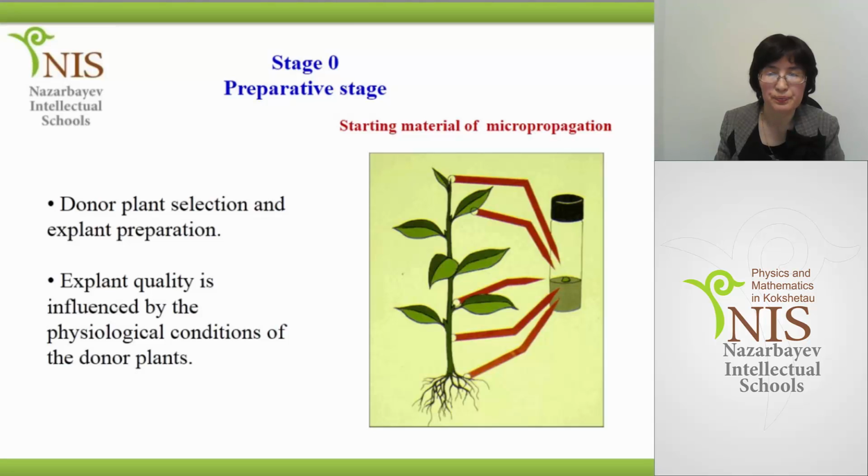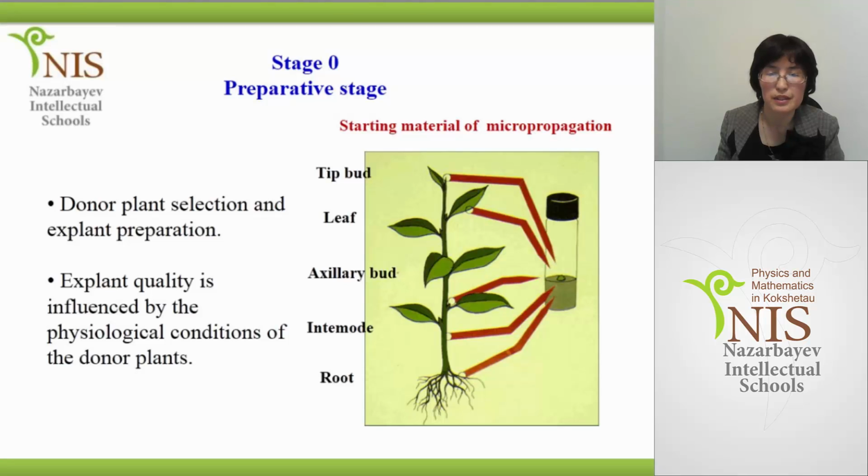And the micropropagation includes a few stages. The first, the preparative stage, is donor plant selection and explant preparation. Explant quality is influenced by the physiological conditions of the donor plant. And starting materials of micropropagation are tip bud, leaf, axillary bud, internode, and root.